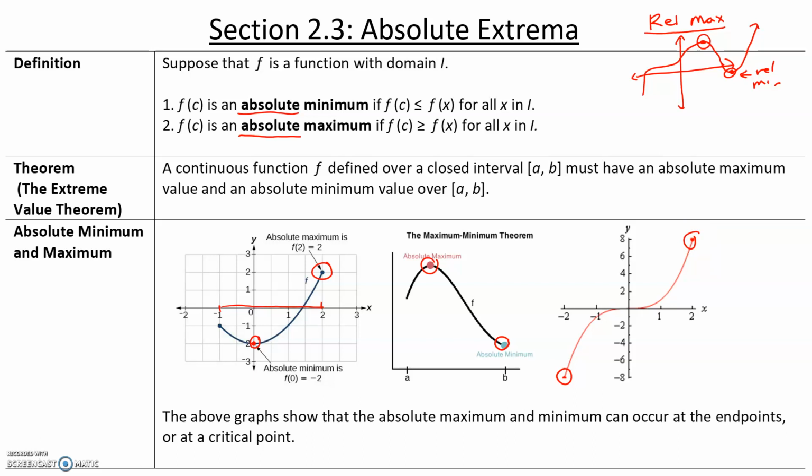Now, if you notice a pattern, the absolute maximum or minimum either happens at a point where the tangent line has a slope of 0, in other words, a critical point, or it happens at an endpoint. Like here, the absolute maximum was an endpoint. Over here, it was the critical number. Here, the absolute maximum was a critical number, and the absolute minimum was an endpoint. Here, both the absolute minimum and the absolute maximum are endpoints of the interval.